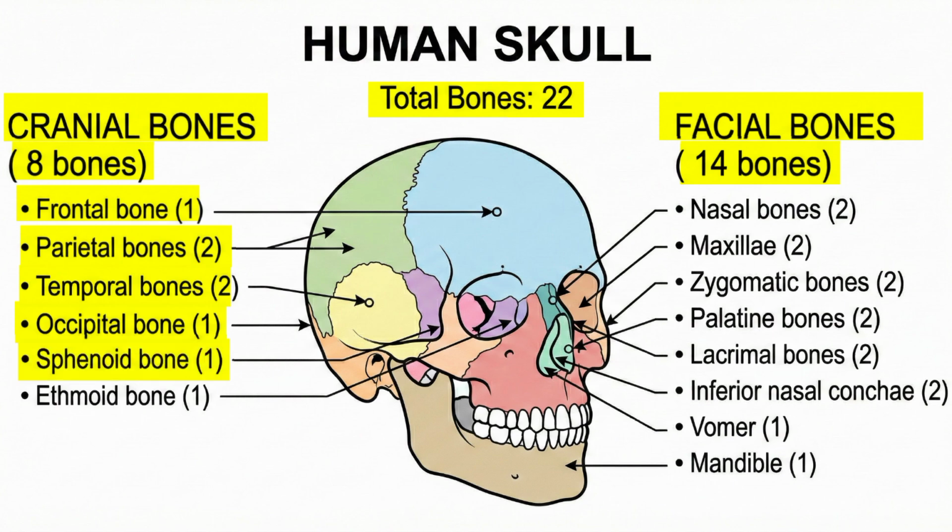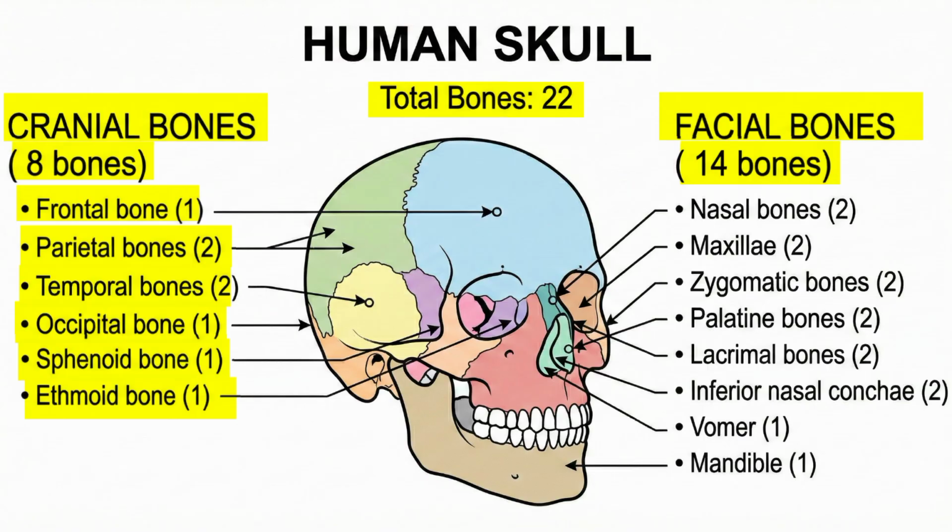Sphenoid bone, 1. This bone is present behind the eyes. Ethmoid bone, 1. This bone is present in front of the sphenoid bone. So, the cranial bones are 1 frontal, 2 parietal, 2 temporal, 1 occipital, 1 sphenoid, 1 ethmoid. Total, 8 cranial bones. Facial bones, 14 bones. Now, let us discuss the facial bones. There are 14 facial bones.